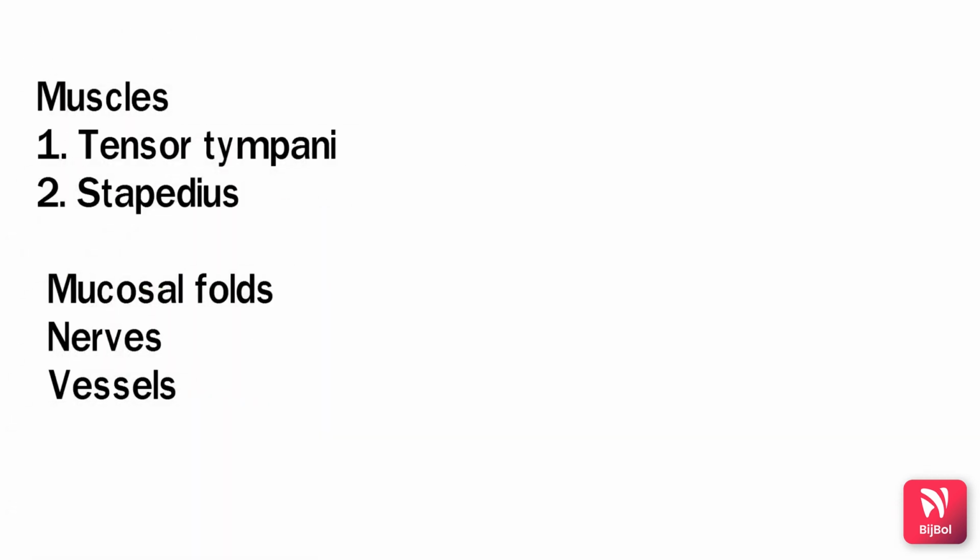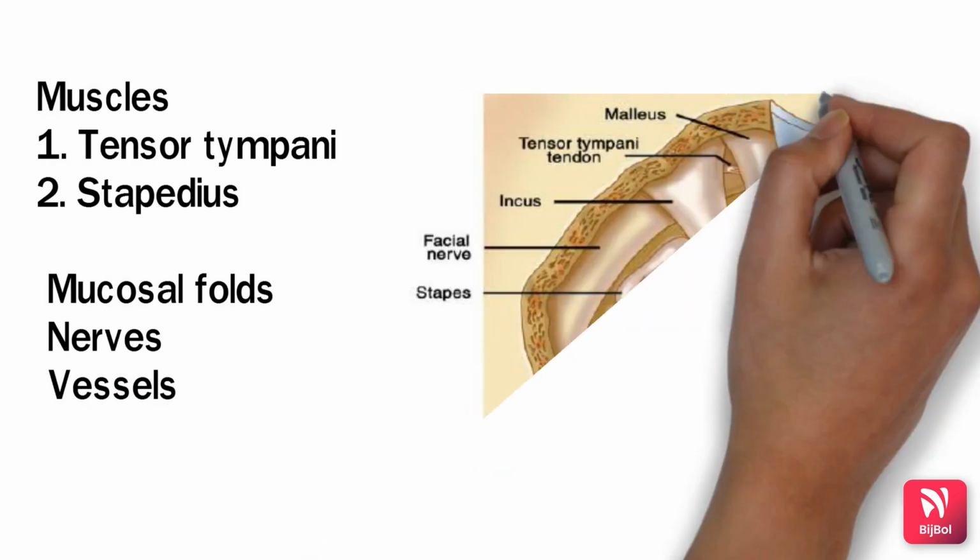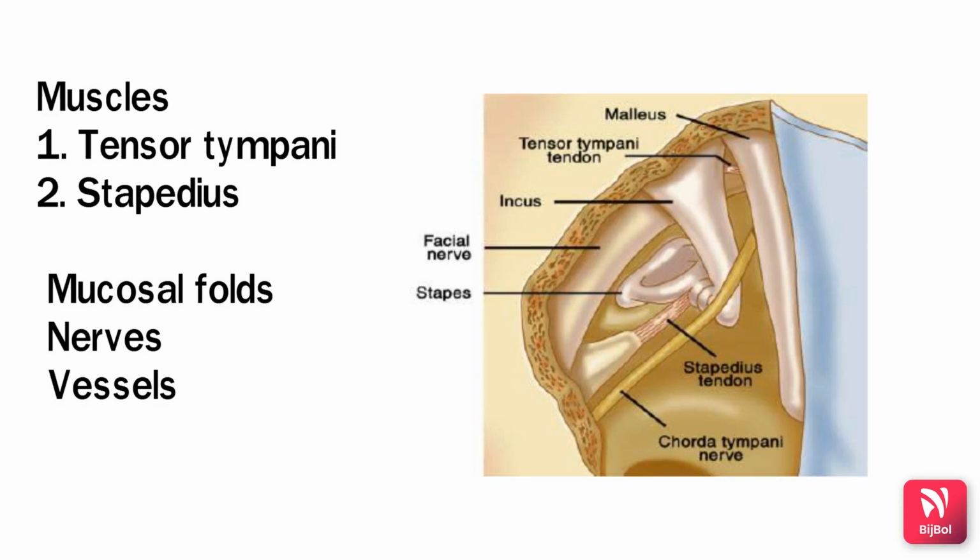What are the muscles present in the middle ear? They are the tensor tympani and the stapedius muscle. And the other contents would be the mucosal fold, nerves and vessels. In this diagram, you can see the stapedius tendon, the chorda tympani nerve, the tensor tympani tendon, and the facial nerve can also be seen.